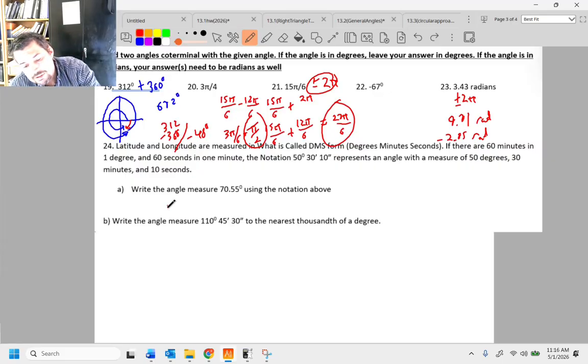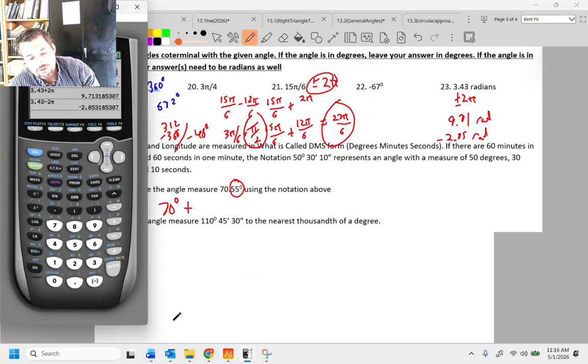Well, first off, this is 70 whole degrees plus. Now, we have to take this decimal and convert it into minutes and seconds. So I know that there are 60 minutes in a degree.